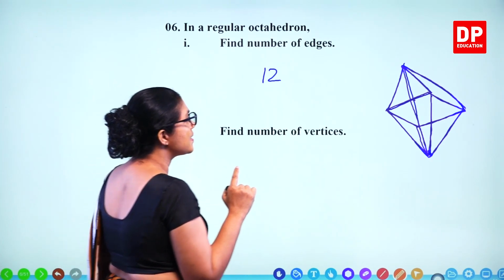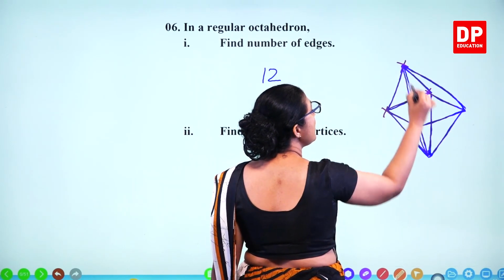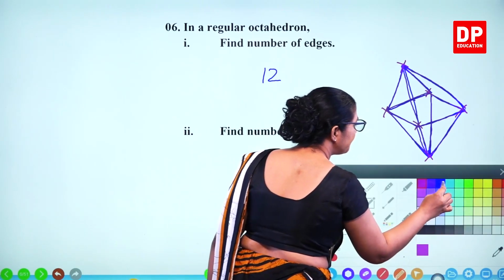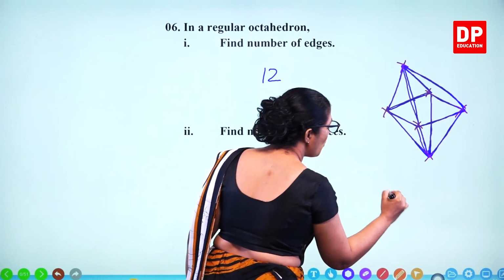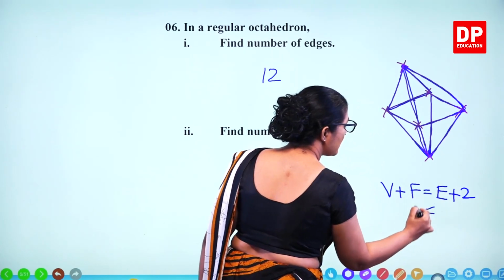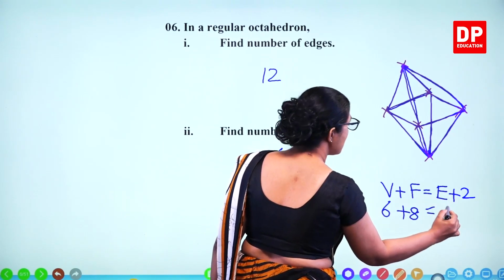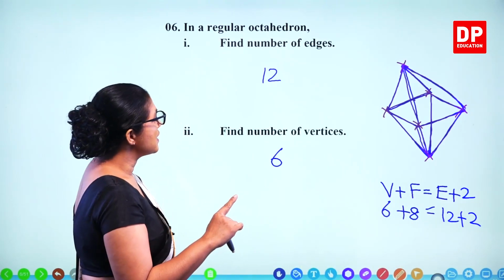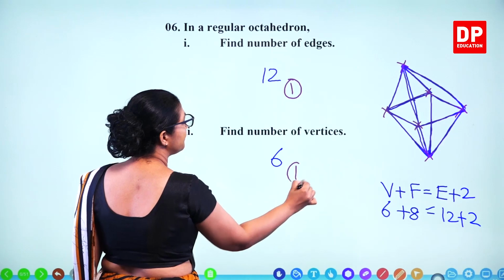Find the number of vertices. 1, 2, 3, 4, 5, 6. 6 vertices are there. So we'll check whether it's correct. We know vertices plus faces is edges plus 2. Faces 8 and vertices 6. Edges is 12, 12 plus 2. So that's correct, 14 on both sides. So you get 1 mark for each part.